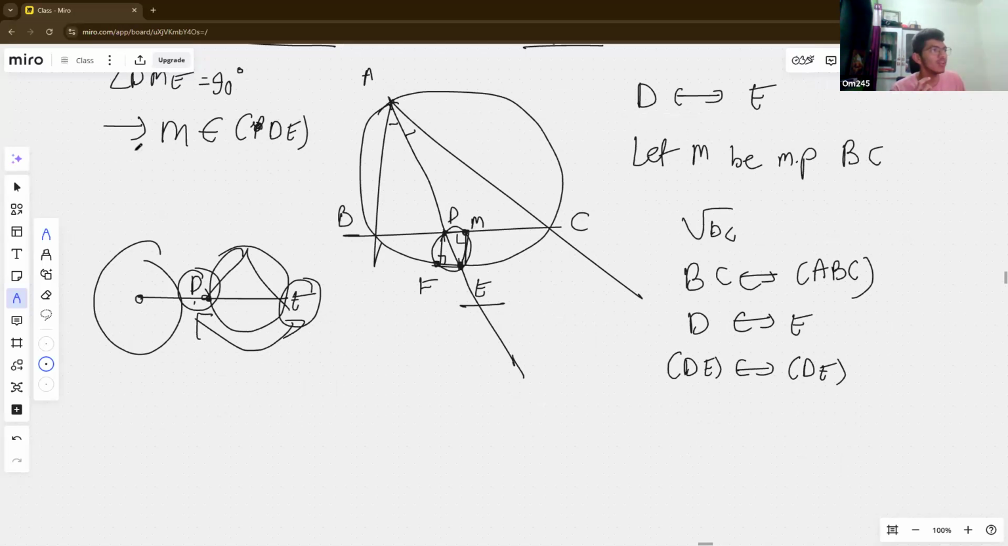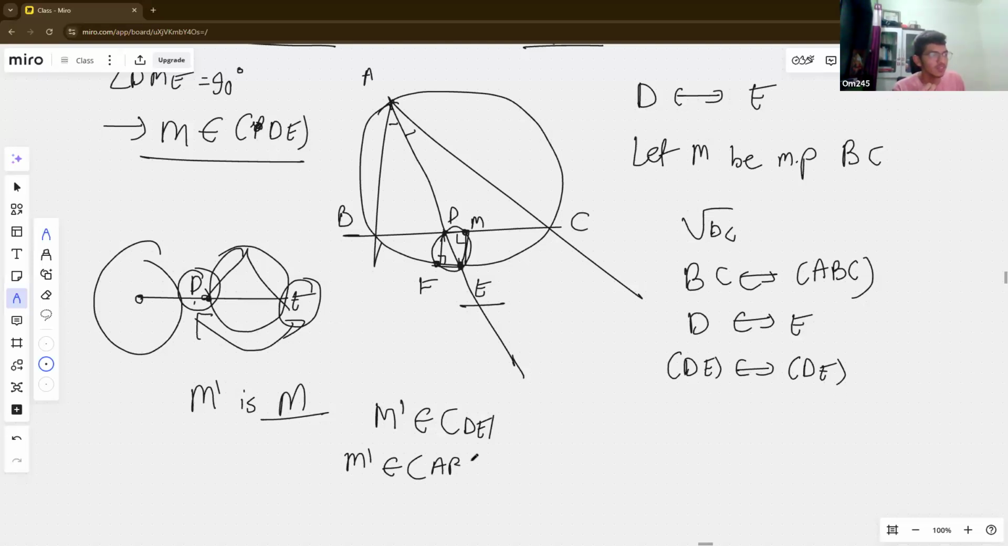So we prove M lies on D. If M' is the image of M under inversion, then M' should lie on D itself, right? Also, as M lies on BC, M' should lie on the circle ABC. But what is common between these two circles? F. So because of this bijection, we get that M' is actually F itself. So F will go to M in inversion.